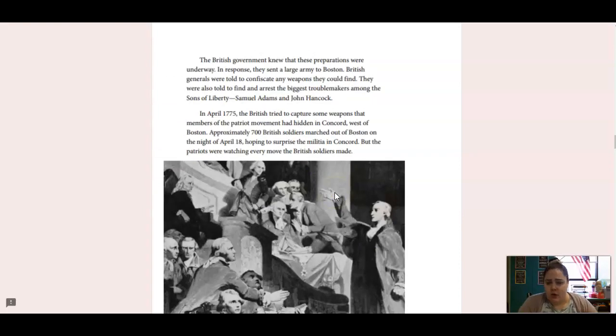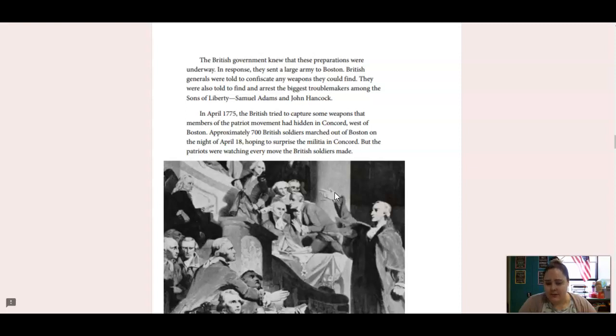The British government knew that these preparations were underway. In response, they sent a large army to Boston. British generals were told to confiscate any weapons they could find. They were also told to find and arrest the biggest troublemakers among the Sons of Liberty, Samuel Adams and John Hancock.